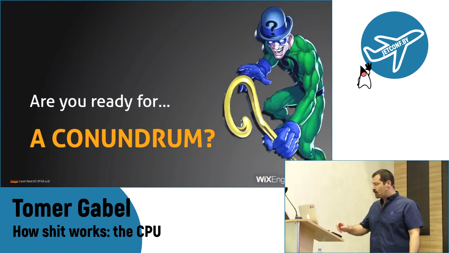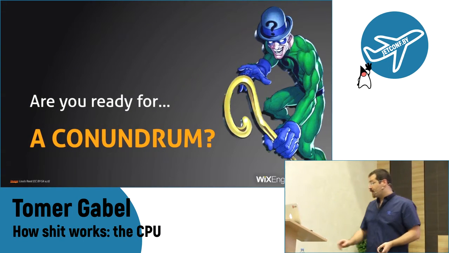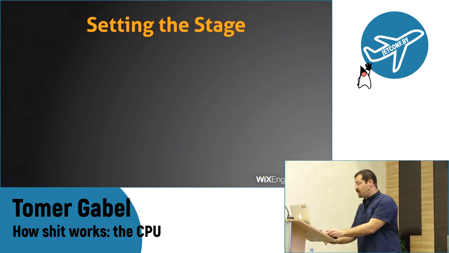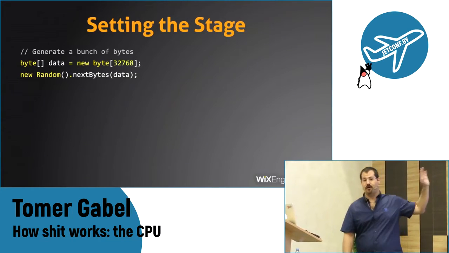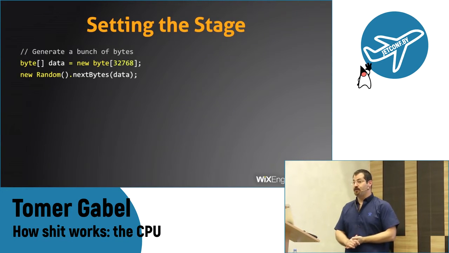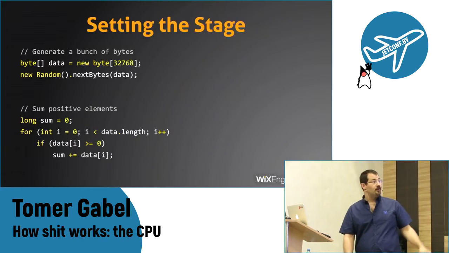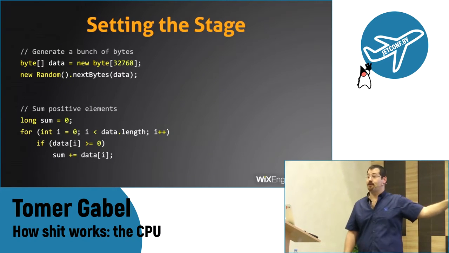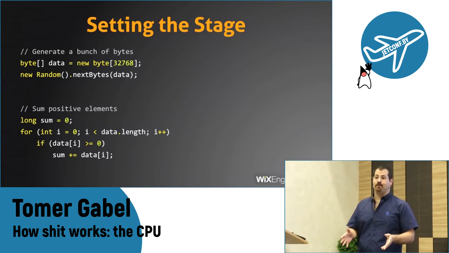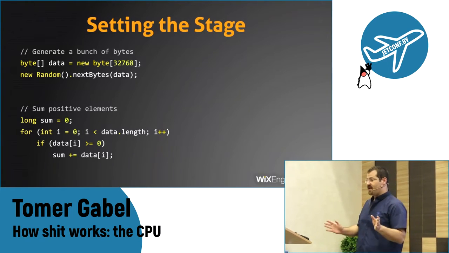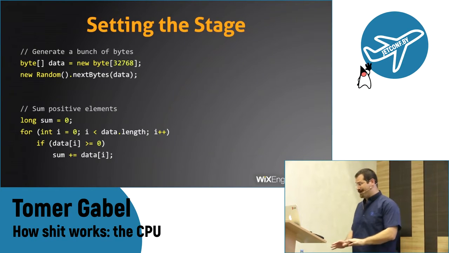So, to start with, we're going to start with a puzzle. Here's a bit of code. The first thing we're going to do is create a byte array. We're going to fill it in with random bytes, just a bunch of data. The second thing we're going to do is loop over that array, and pick only the positive numbers and sum them up. Just accumulate them. That's it. This is very, very, very stupid code, completely artificial.